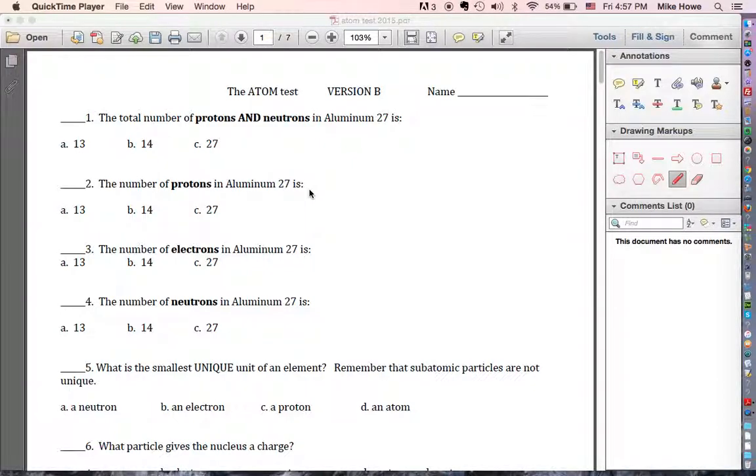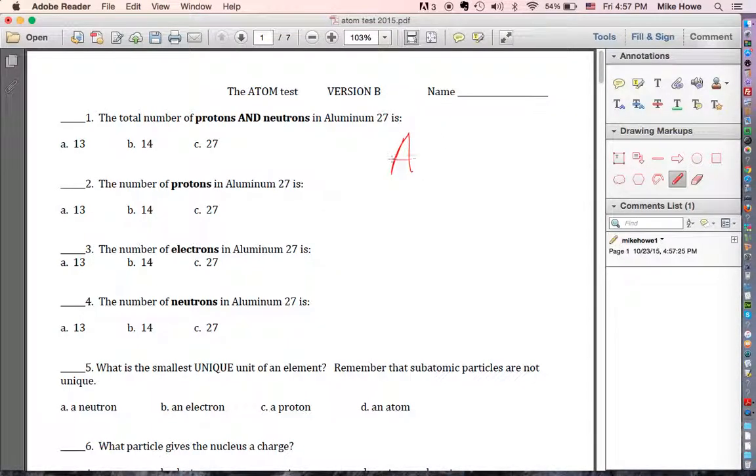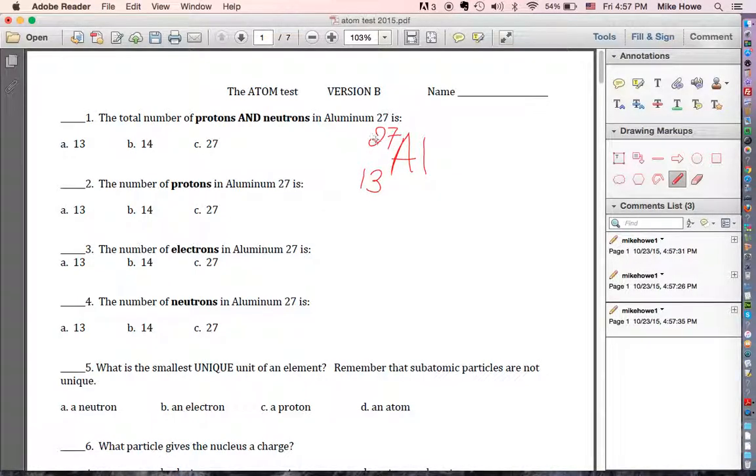This is the multiple choice section, or what I would call the atoms basic section of the test. Our first question deals with aluminum. Actually, the first 4 questions deal with aluminum. If we were to write the symbol for aluminum, it would be Al. Aluminum has 13 protons. You'd find that by looking at a periodic table. And the mass is 27.